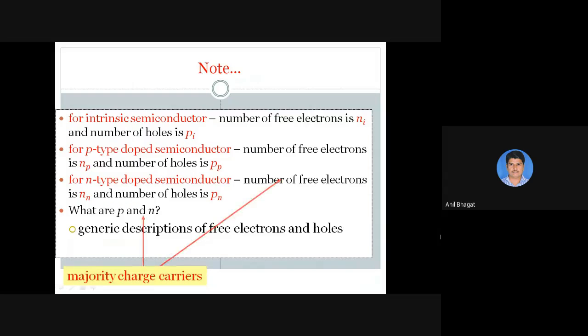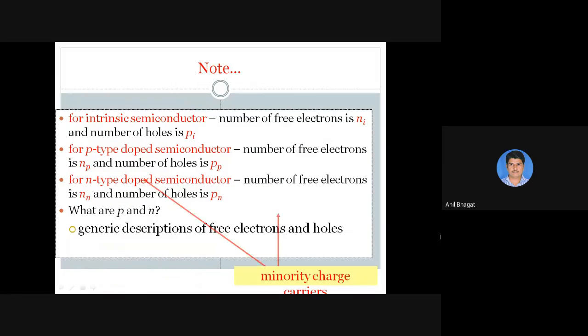For an intrinsic semiconductor, the number of free electrons is Ni and the number of holes is Pi. It is very important how we count the number of electrons and the number of holes in a material. आपण कसं ठरवणार की त्याच्यामध्ये किती इलेक्ट्रॉन्स आहेत आणि किती होल्स आहेत त्या मटेरियल मध्ये, तर ते दोन डिनोट करण्यासाठी Ni and Pi, right? So these numbers are denoted by Ni for free electrons and Pi for holes.